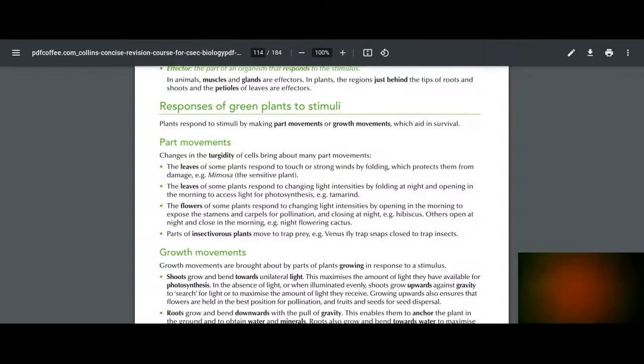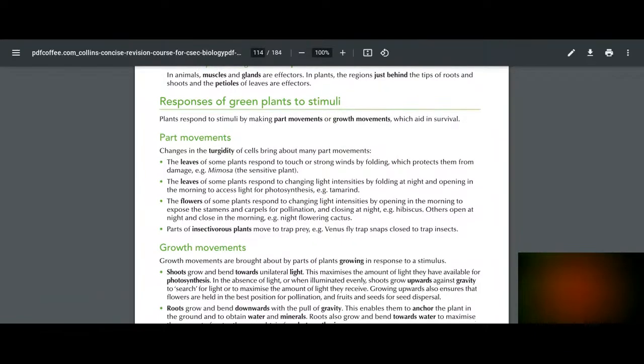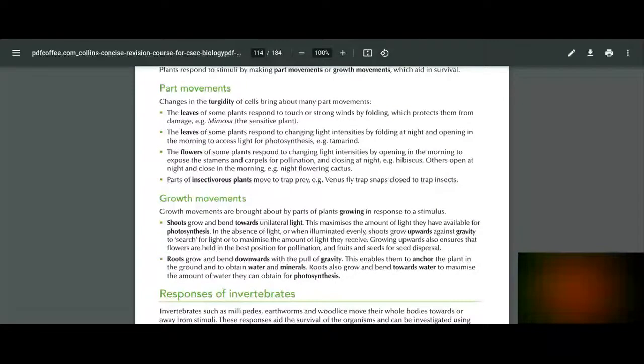being damaged. Now, as we talked about before in the previous chapter, the growth movement of plants. As we stated before, shoots grow and bend towards light, and roots grow and bend downwards with the pull of gravity.